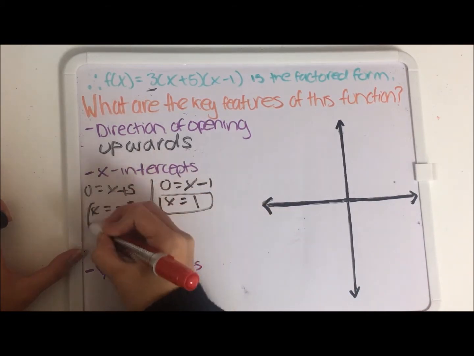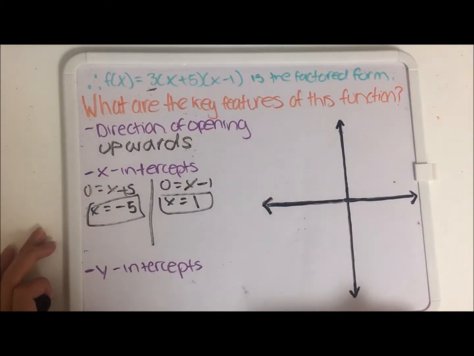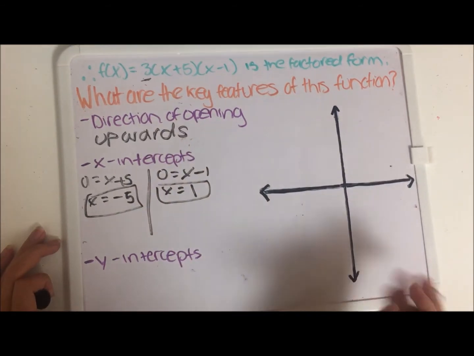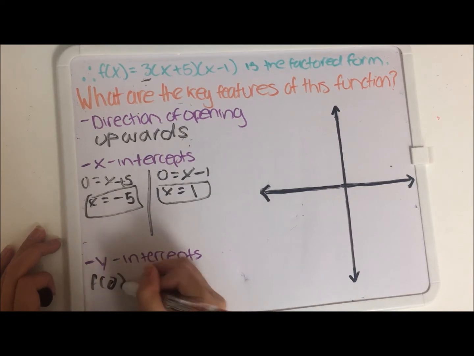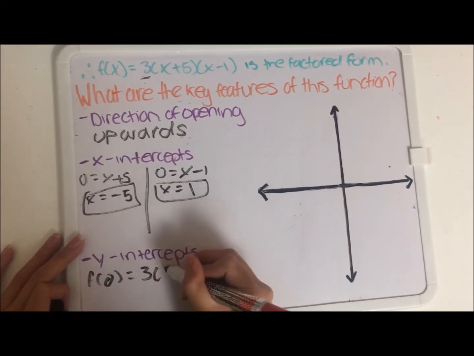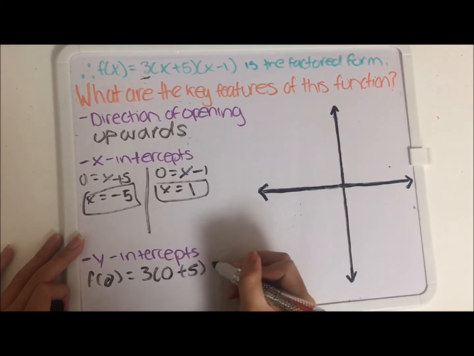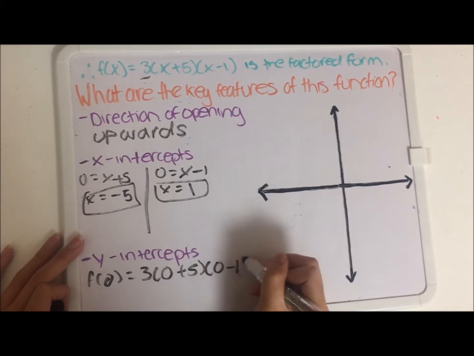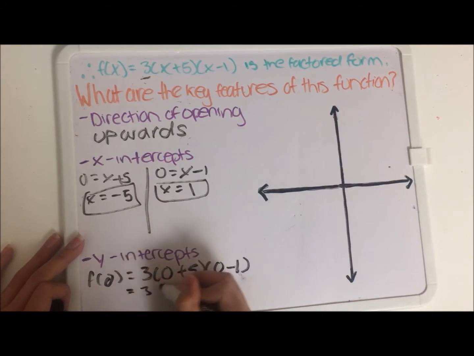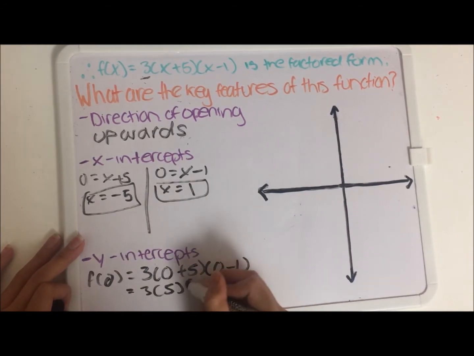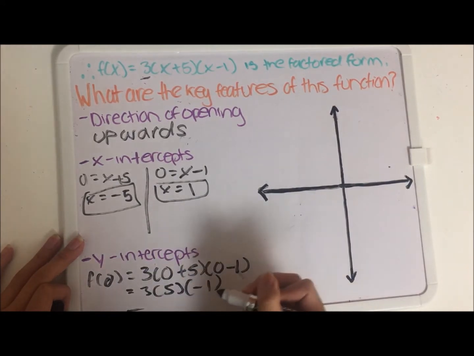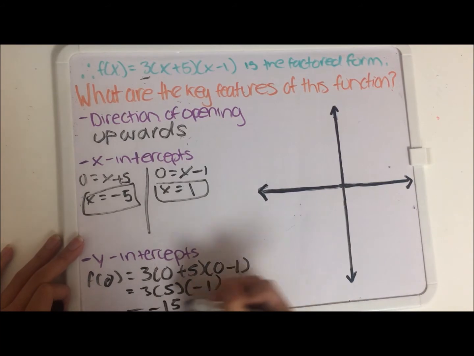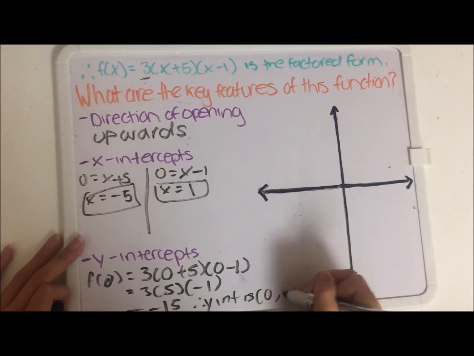These are your x-intercepts. Now, the y-intercept is when you set x equals to 0. So let's set x to 0. f of 0 equals 3 times (0 plus 5) times (0 minus 1). Solve the brackets, and this is 3 times 5 times -1, which gives you -15. Therefore, your y-intercept is (0, -15).